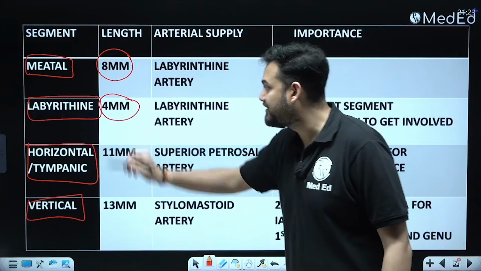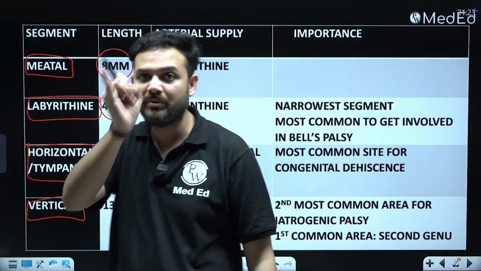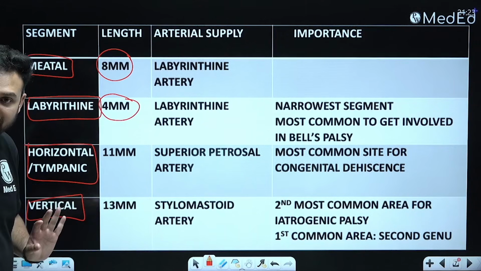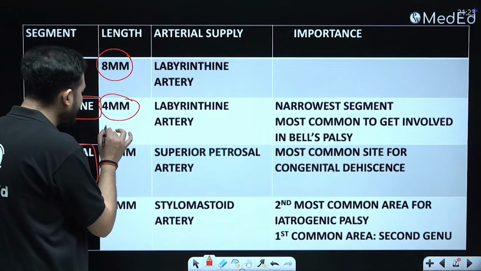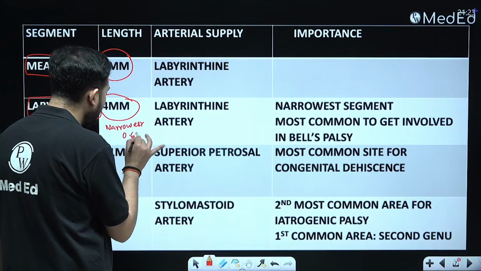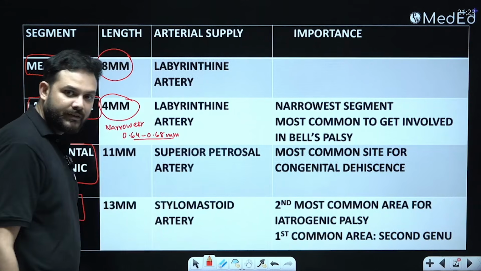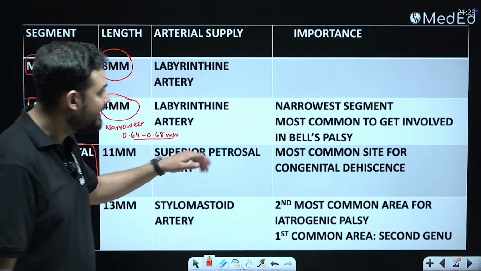This is 4 millimeters. Now remember one important part. They will ask you which is the shortest segment of facial nerve. It has to be labyrinthine, क्योंकि ये सबसे छोटा होता है, around 4 millimeters. Also, this is the narrowest segment of the facial nerve. It is only around 0.64 to 0.68 millimeters in width.